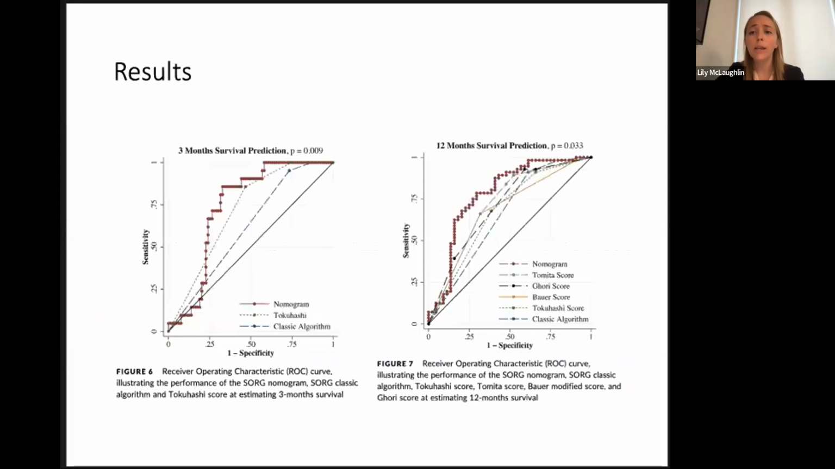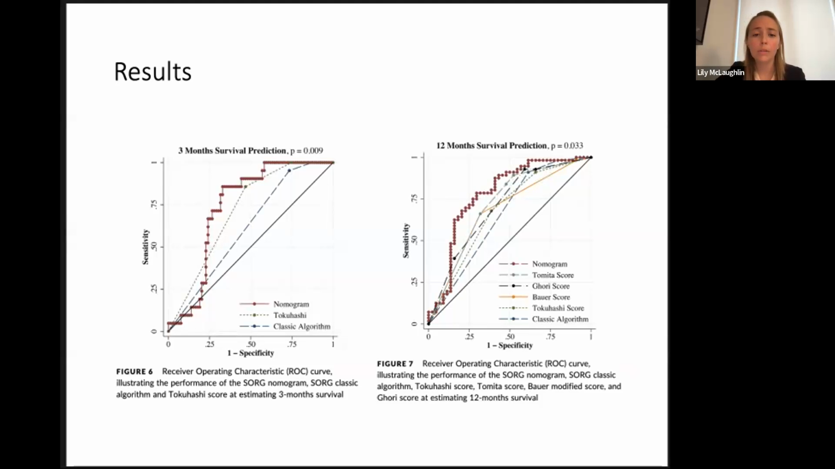Additionally, the nomogram's 3-month and 12-month predictions were noted to outperform the other algorithms with p-values of 0.009 and 0.033 respectively. Here, we can take a look at the nomogram's ROC curves for the 3-month and 12-month survival, as well as how it compared to the predictive accuracy with those other well-known algorithms. And here we can see that in both graphs, the nomogram, which is denoted by that maroon curve, is outperforming the other algorithms.